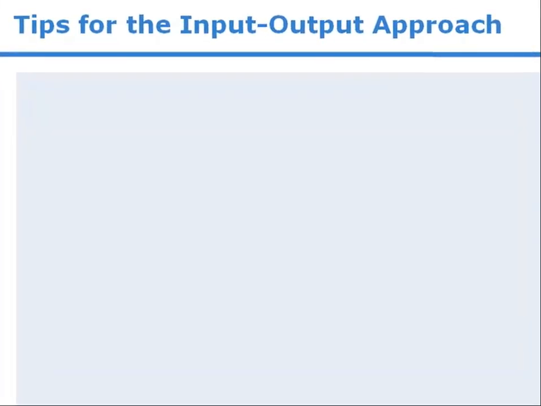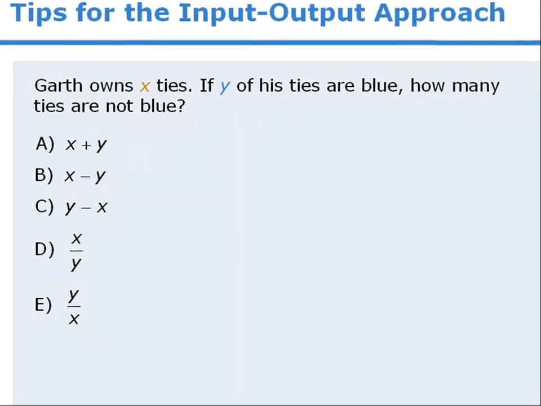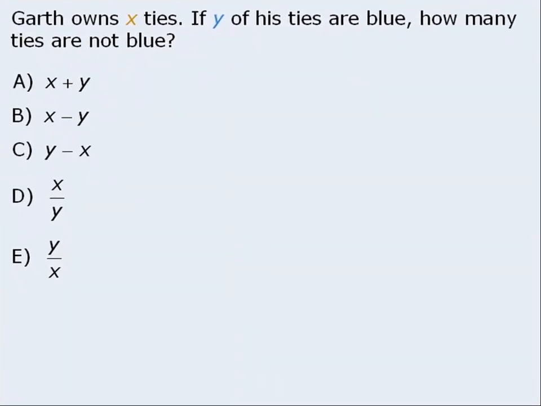In this lesson, we'll examine some tips to consider when using the input-output approach to solve questions with variables in the answer choices. Now, in an earlier lesson, we solved this question in which Garth owns a total of X ties, and Y of these ties are blue. Our goal here is to determine which of the 5 algebraic expressions represents the number of ties that are not blue. So, using the input-output approach, we chose values for the variables X and Y, and then we determined that if X equals 10 and Y equals 3, the number of non-blue ties must equal 7.